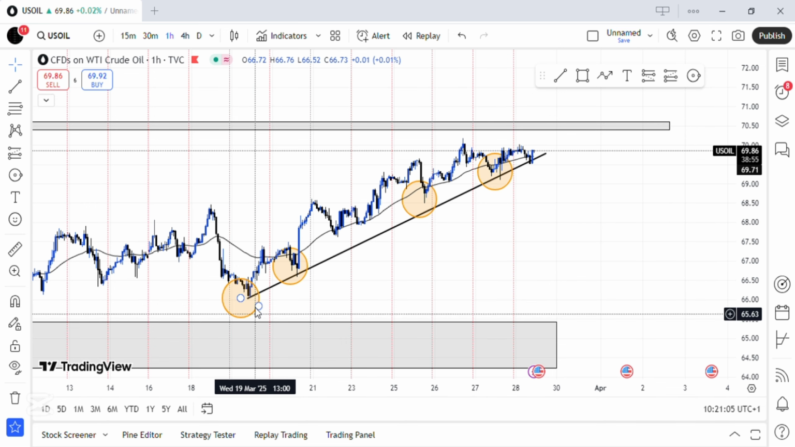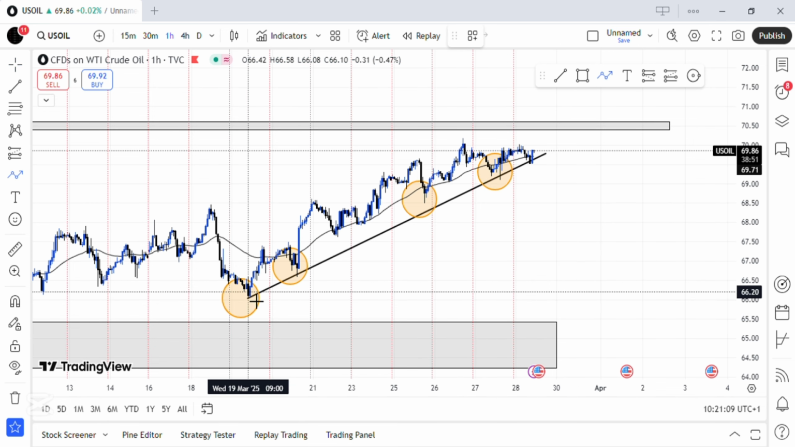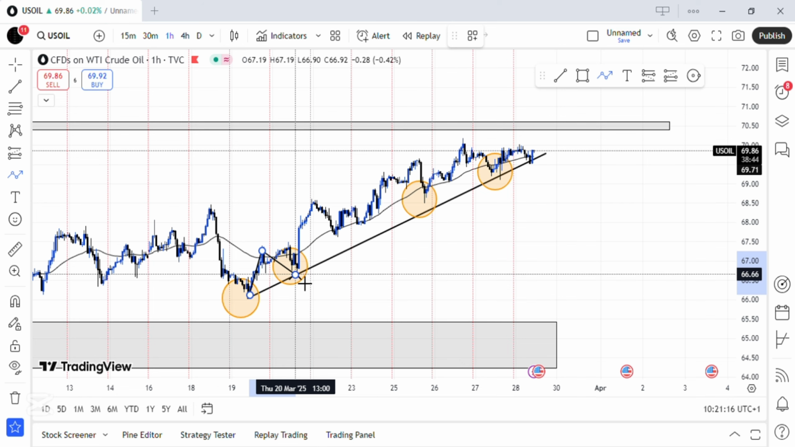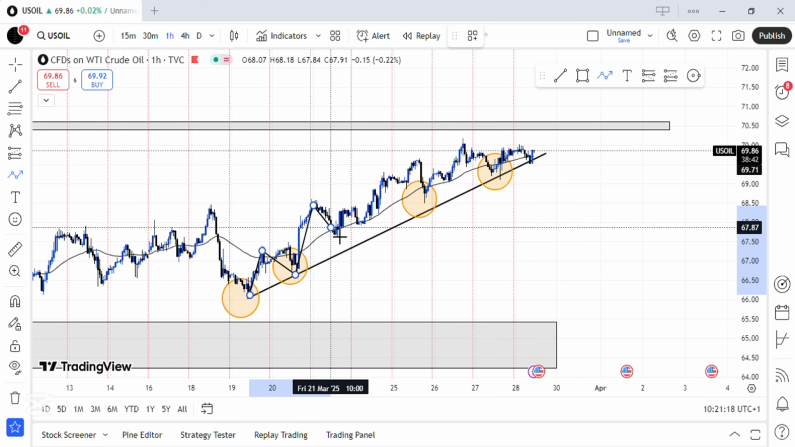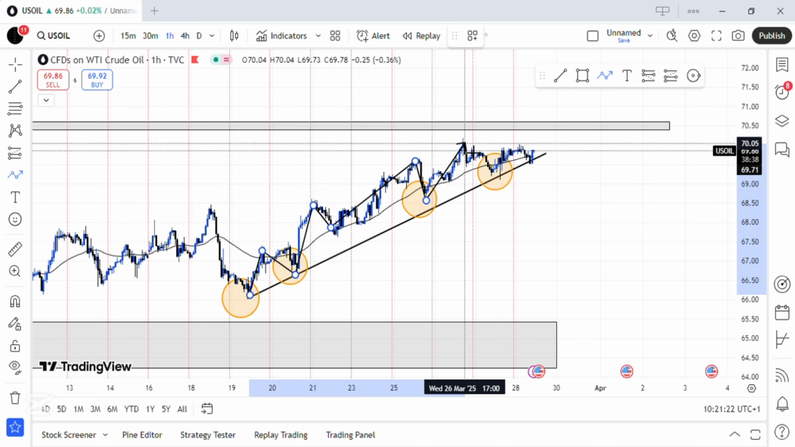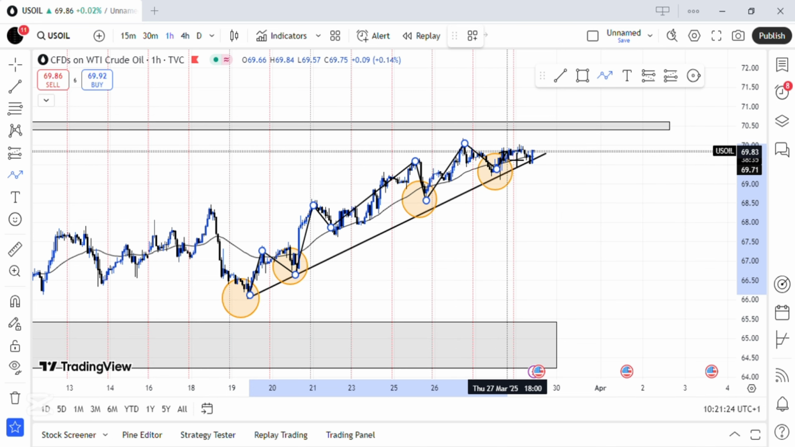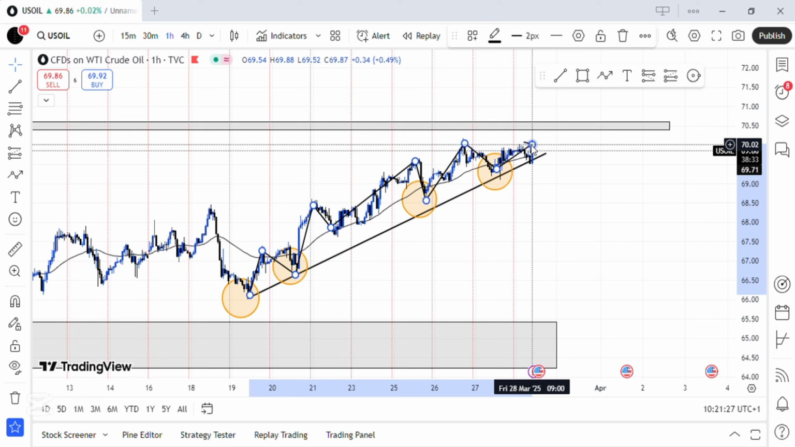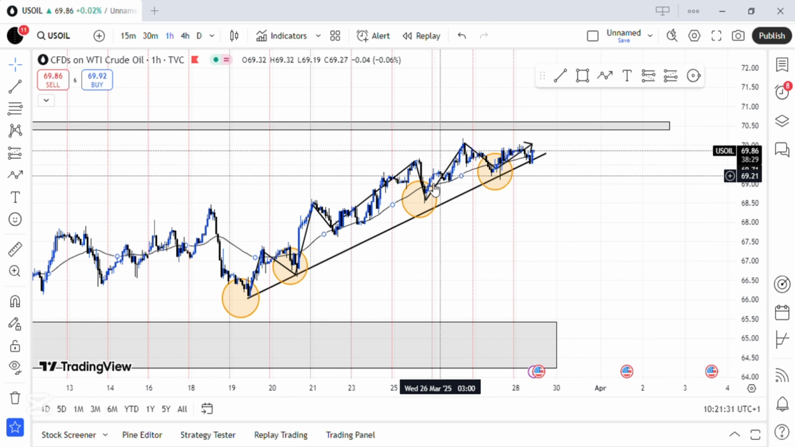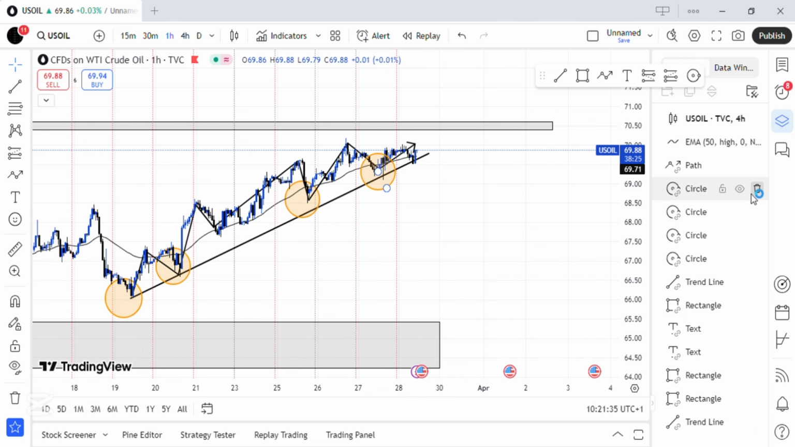So what did the price do? Price moved with the law of market structure. A trend line should have higher lows and higher highs. Right here is a higher low, here is a higher high, a higher low, a higher high, then this is a higher low, this is also a higher high, a higher low, and so on and so forth. So why am I convinced that this is a trend line? Because of the touches and the higher lows and higher highs that are made.